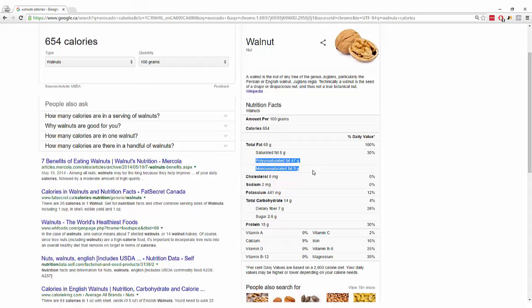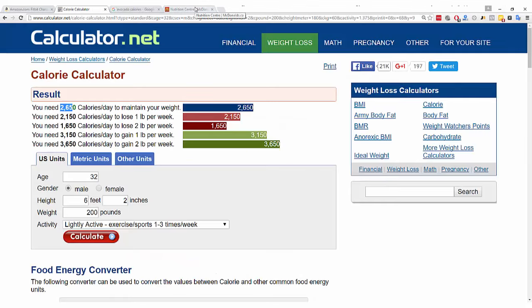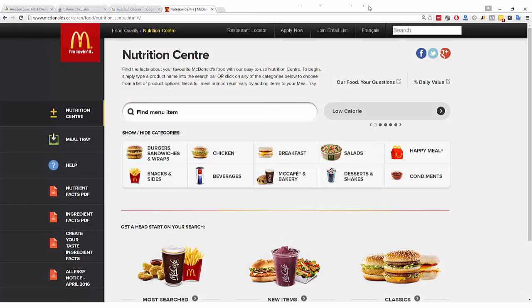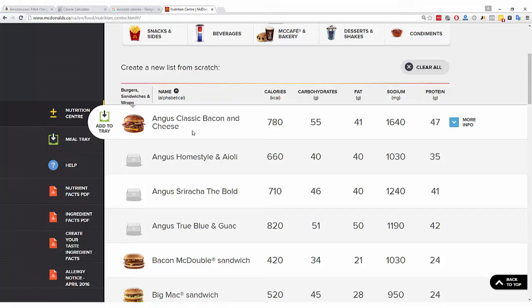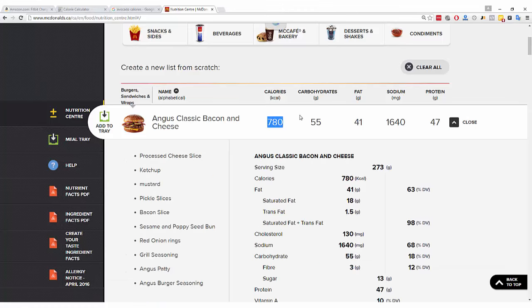This is it. That's the way you count calories. That's how you can count how many calories are in each food. And the other way to do that is to check out food labels. And I'm gonna bring up McDonald's as an example. Whenever you consume something, check the food label. Check how many calories are there before you eat that. This is the secret. And let's check out some burgers. The first one, Angus classic bacon and cheese, 780 kilocalories. That's insane in just one sandwich.